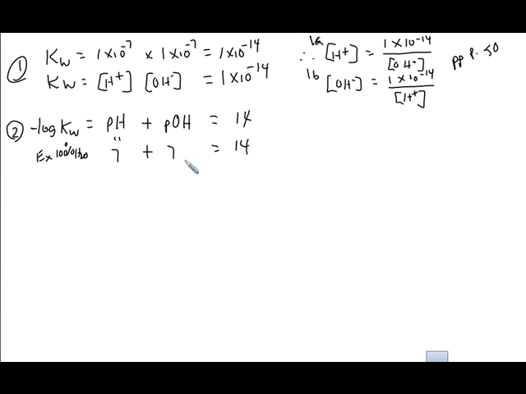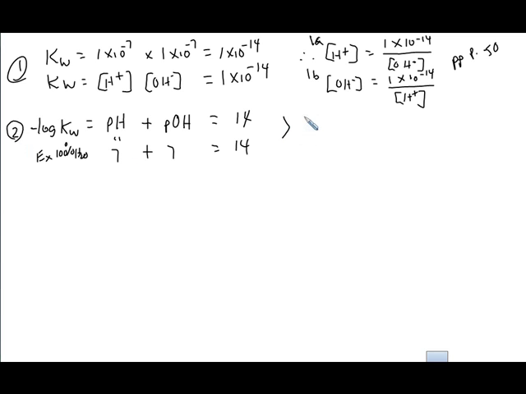Which is smaller, 10 to the negative 7 or 10 to the negative 3? 10 to the negative 7 is the smaller number, and 10 to the negative 3 is a larger number. That's why when the pH goes down, it's telling you the hydrogen ion concentration is going up, right? Got it? You have to think about that. It's not difficult. But anyway, that's idea number 2.